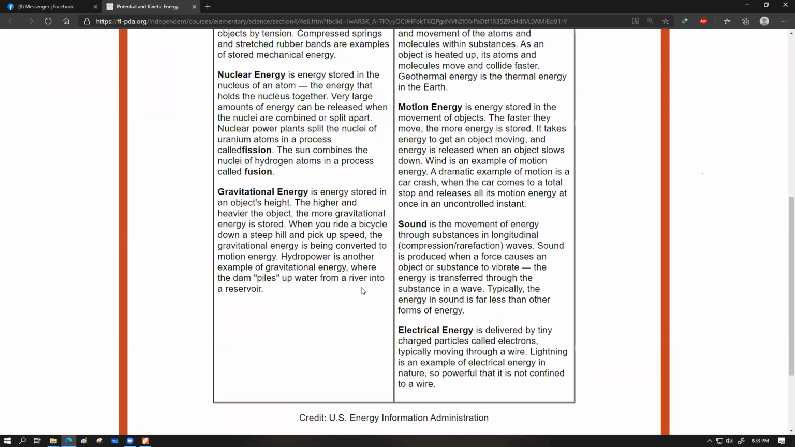Sir, what does motion energy mean? Motion energy is energy stored in the movement of objects. The faster they move, the more energy is stored. It takes energy to get an object moving, and energy is released when an object slows down. A dramatic example of motion is a car crash. When the car comes to a total stop, it releases motion energy in one uncontrolled instant. Okay. Motion energy would essentially mean the energy stored in an object by virtue of its motion. Kinetic energy, basically. Motion energy means kinetic energy.